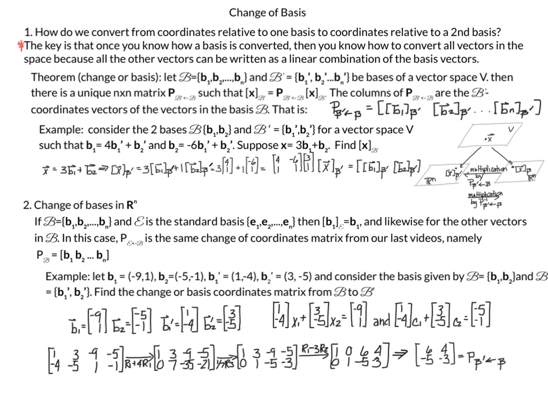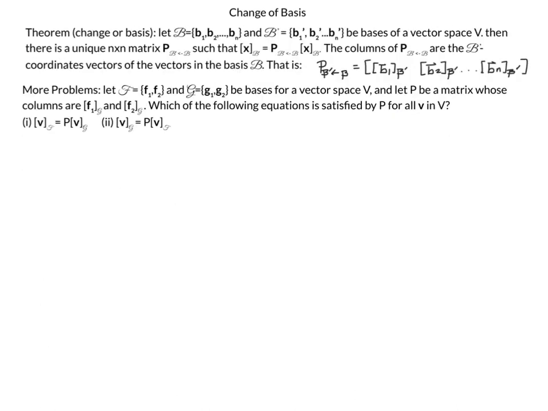I have a few additional problems for you, but since we've covered all the material, I'm going to suggest that at the end of each problem statement, you pause the video and give the problems a try before you look at the solutions. The first problem is we have 2 bases for a vector space, and now instead of calling them B and B prime, I call the first basis F with basis vectors F1, F2, and basis G with basis vectors G1 and G2. Let P be a matrix whose columns are F1 written as coordinates in G and F2 written as coordinates in G.